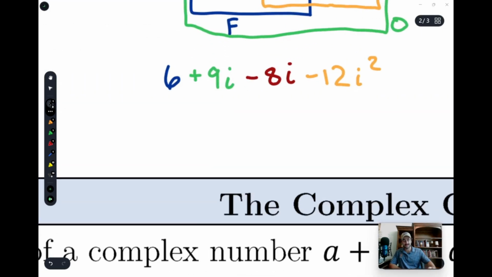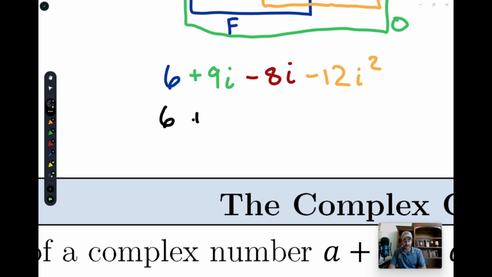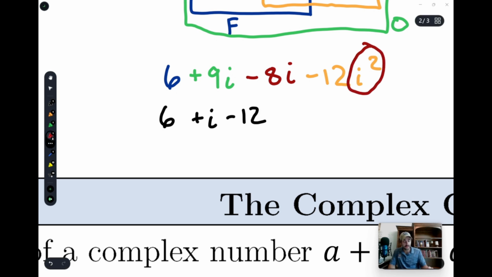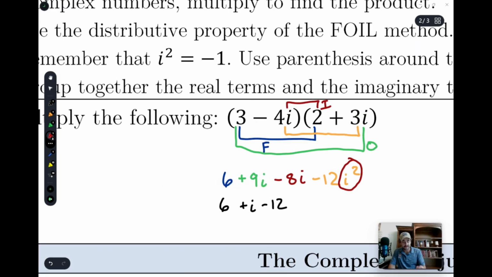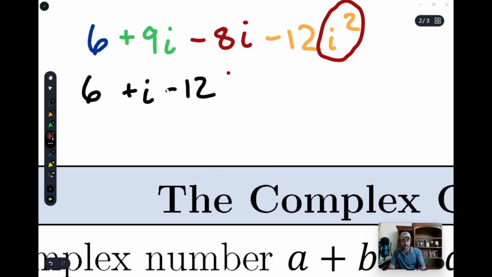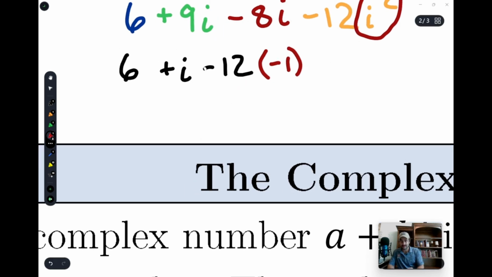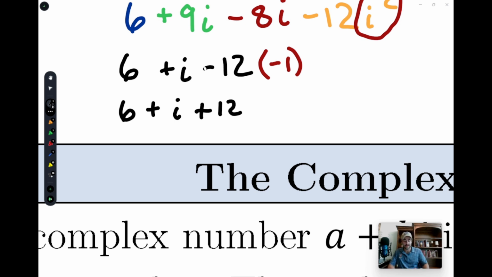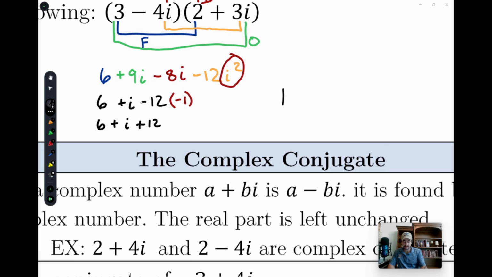And what that's going to do is let us simplify this FOIL even more. So we've still got our 6. We can combine the like terms in the middle to get a positive i, because 9 minus 8 is 1. And then we're going to leave this 12 alone, but I'm going to change that i squared. If you look right above, it says, remember, i squared is negative 1. It's an important fact to have in our toolkit. And then we're going to say negative 1. And now we've got two constants that we can combine. So we've got ourselves 6 plus i plus 12, because a negative and a negative make a positive. And we end up with something like 18 plus i, another mixed complex number.